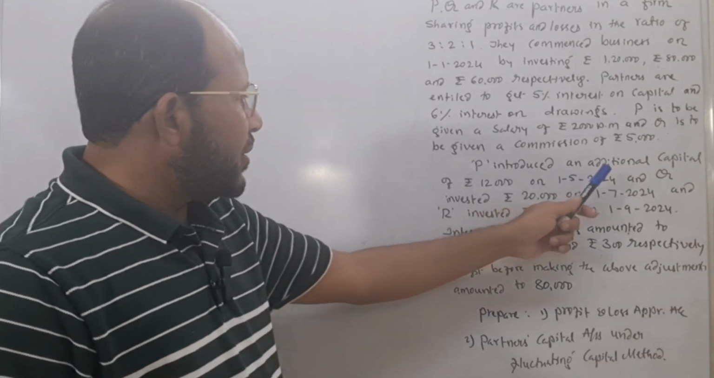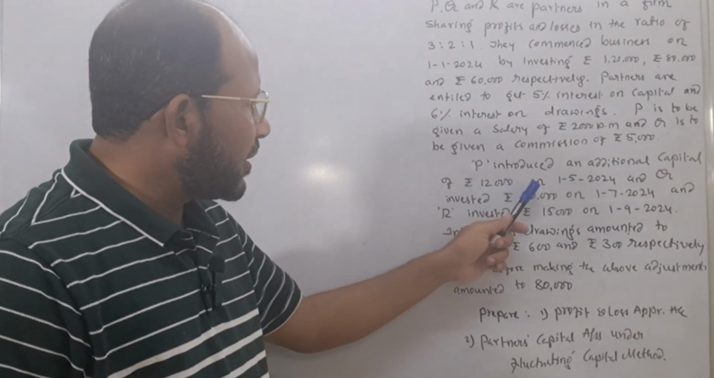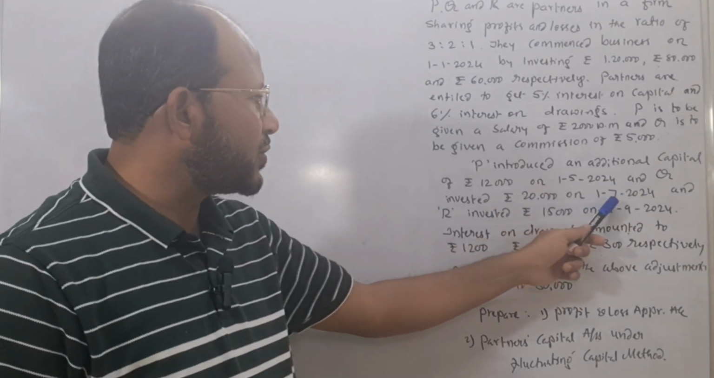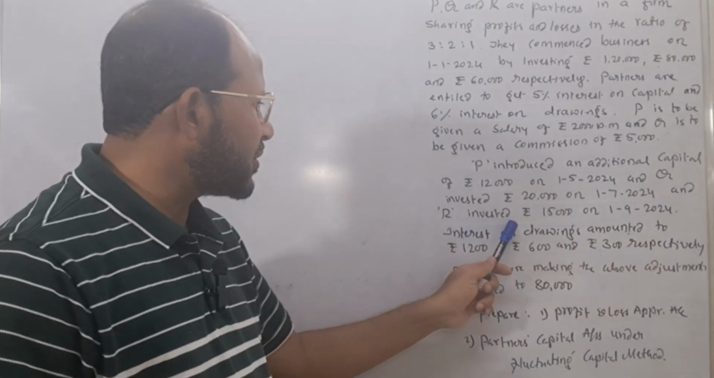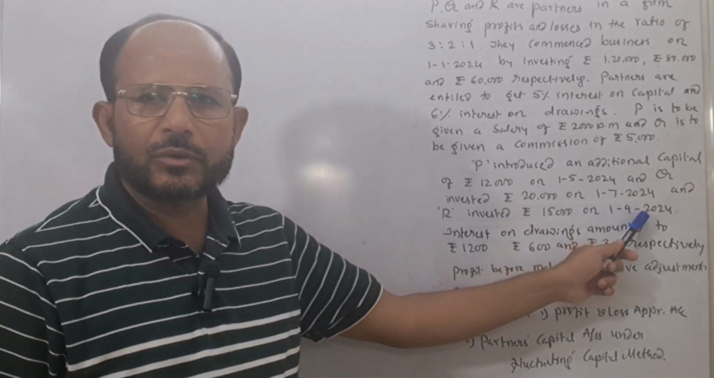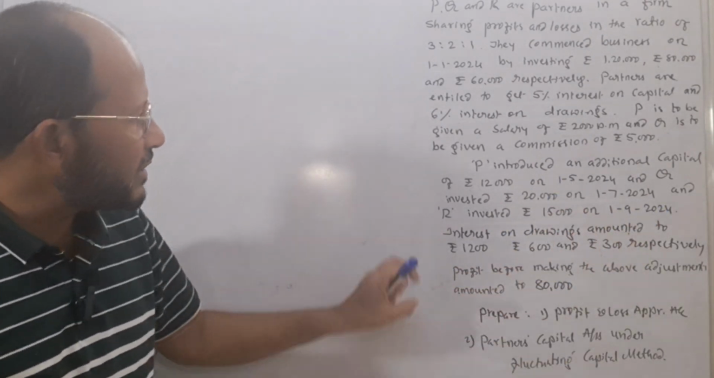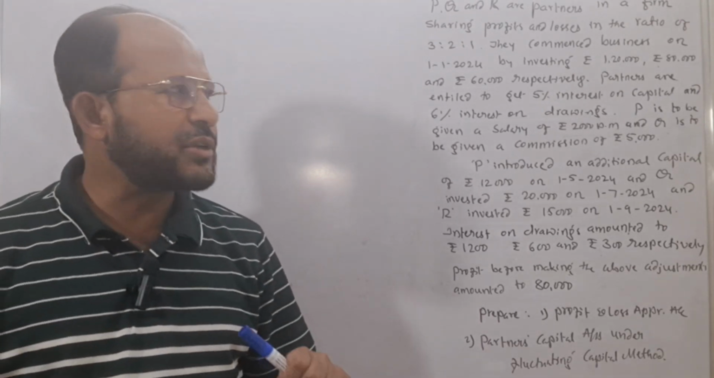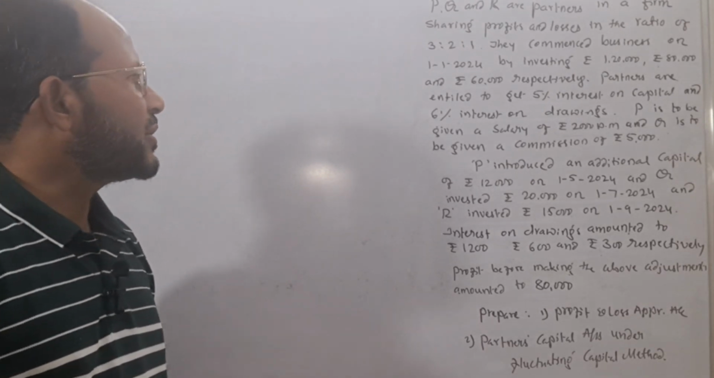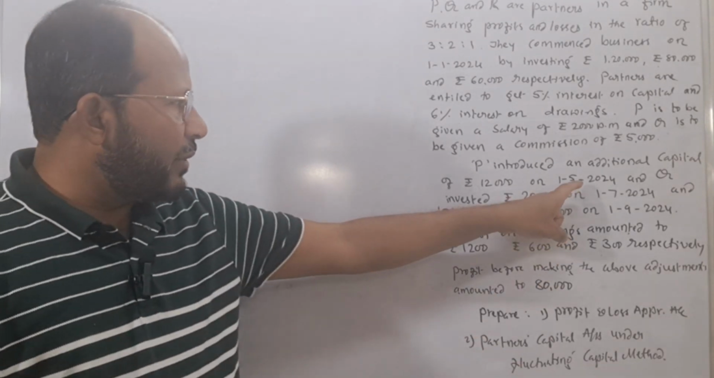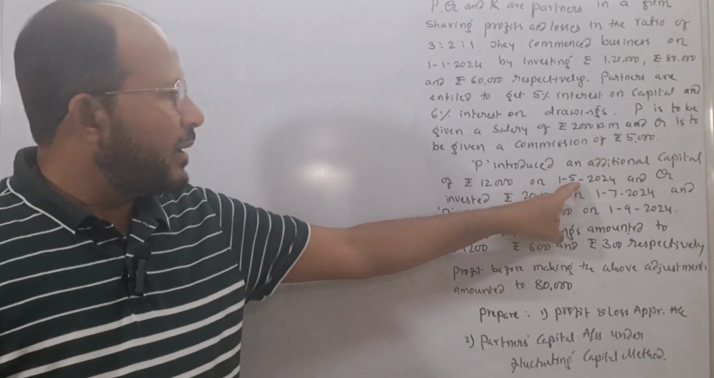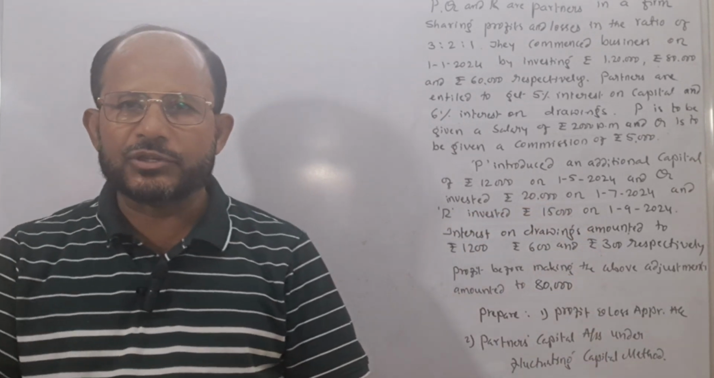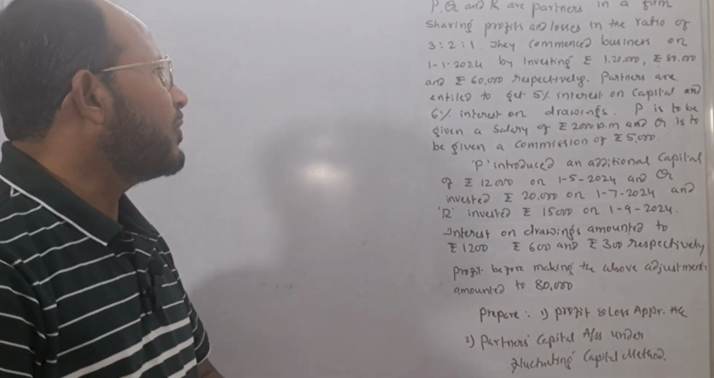P introduced an additional capital of rupees 12,000 on 1st May 2024 and Q invested rupees 20,000 on 1st July 2024 and R invested rupees 15,000 on 1st September 2024. This is the information regarding their additional investment or fresh capital introduced by the partners. Here the date of investment is different in case of all the three partners. That is why while calculating interest on capitals, we should be careful.